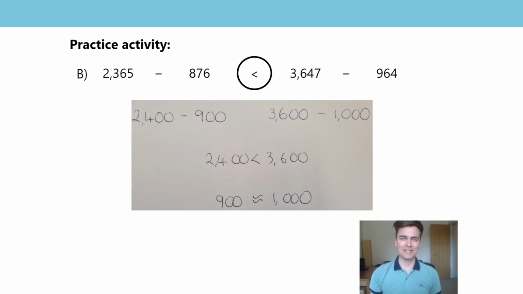Then I looked at the minuends. The minuend from the left-hand expression is less than the minuend from the right-hand expression. I looked at the subtrahends and thought they're approximately equal. So I used the approximately equal to symbol in my jottings there. 900 is about the same as 1000. With that in mind, if I'm subtracting about the same amount from each of those rounded minuends, then the difference that I would have from the left-hand expression would be less than the difference from the right-hand expression, because the minuend from the left is less than the minuend from the right.